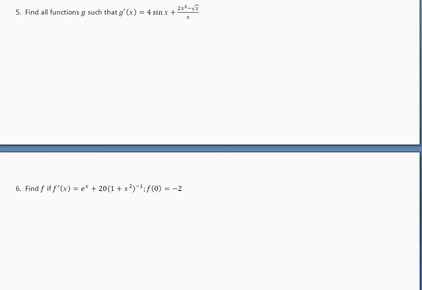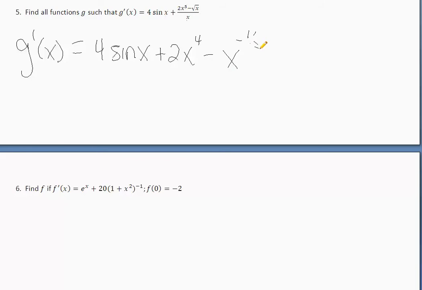Number 5, find all functions g such that g prime is that. So you're basically finding the antiderivative of this function. You're going backwards. To do this, I'd simplify this function first. So I'm going to rewrite this as 4 sine of x plus, I'm going to actually divide by x, because again, I cannot do quotient rule backwards. So this would turn into 2x to the 4th minus x to the 1/2 over x, which would be x to the negative 1/2. All I just did was simplify this. I divided each term by x.